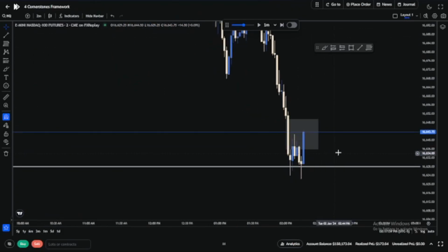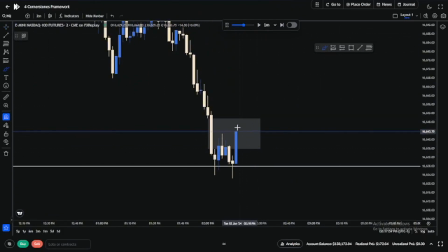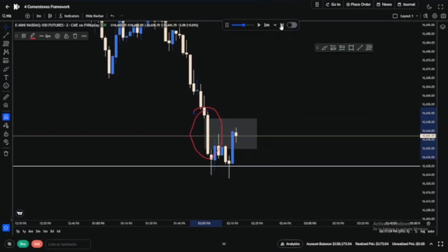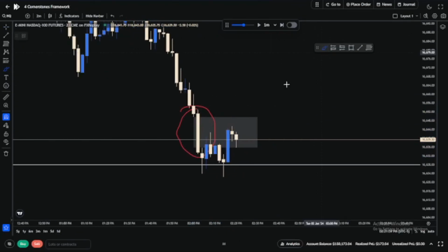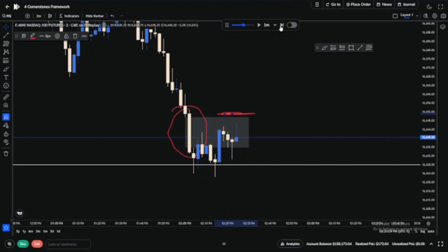I want to wait for a perfect reaction to the upside, which it looks like we're getting here. I want to wait for a good reaction to the upside, and I want to look for a singular and obvious fair value gap. And we instantly have that right there. So now I'm just waiting for the market to close above this fair value gap, or this inverse fair value gap, so that we can enter the market.